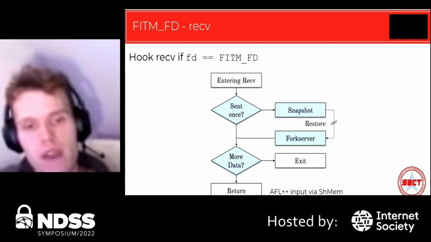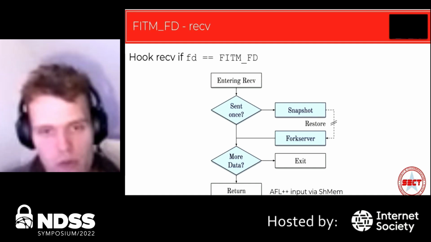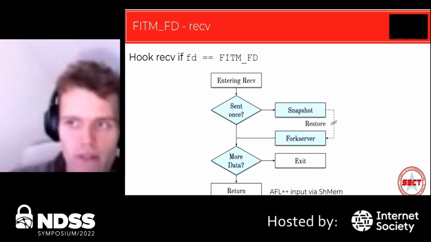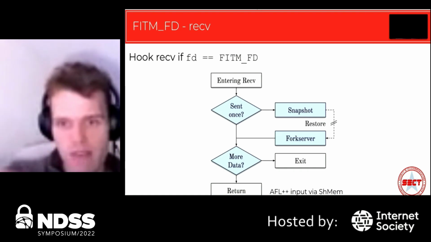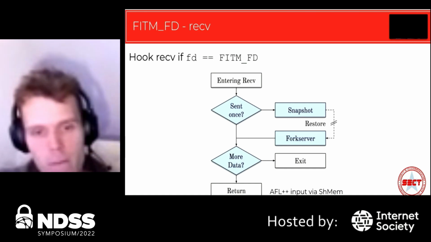If we are entering a receive without wanting to produce snapshots, we'll just exit, because that's usually happening while fuzzing, and we don't need to handle that in any special way because the upcoming snapshot will handle everything that comes after the receive.